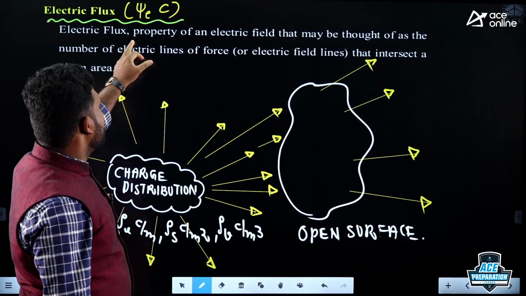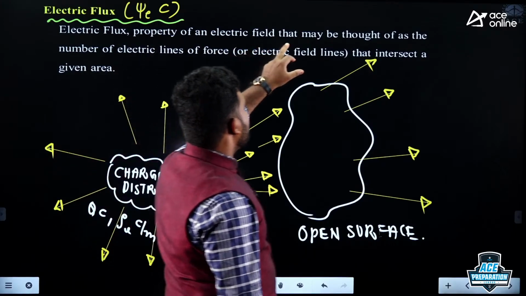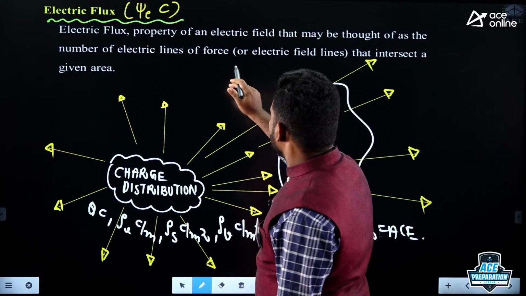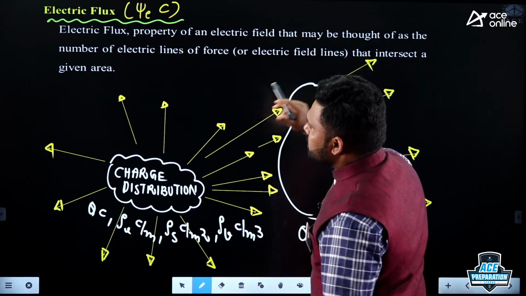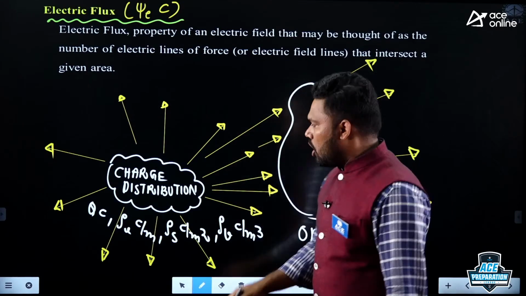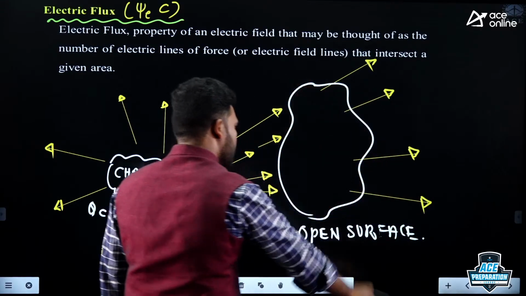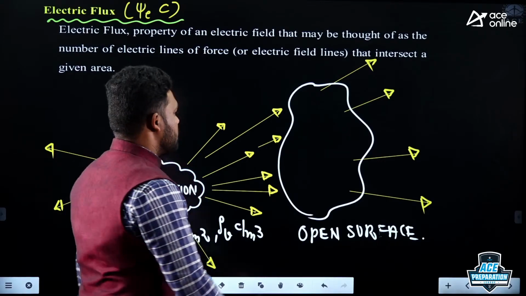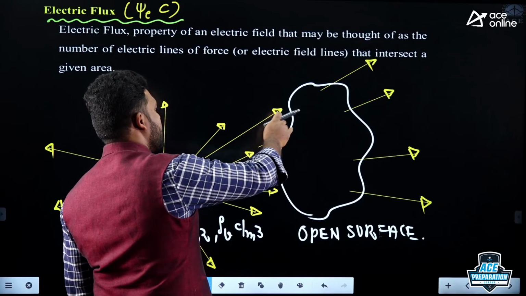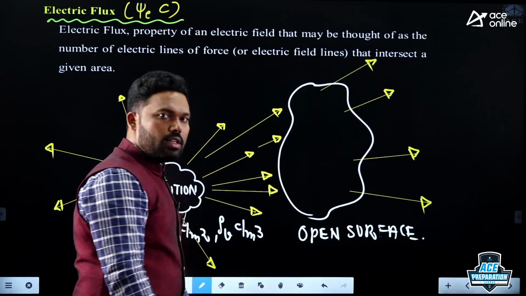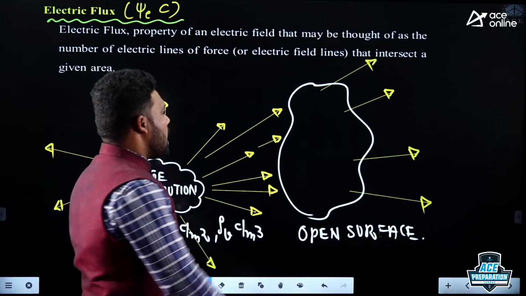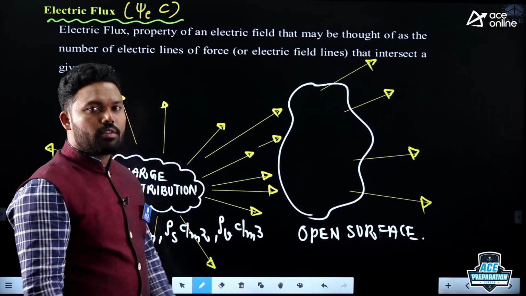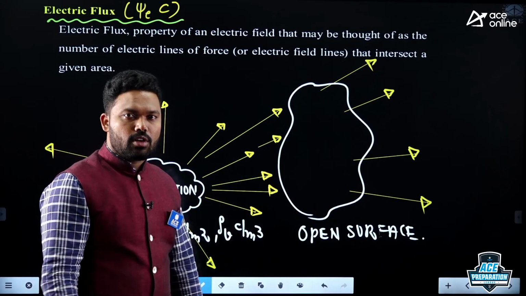Electric flux is a property of an electric field that may be thought of as the number of electric lines of force or electric field lines that intersect a given area. So how many lines are intersecting with this given area is called flux. Or you can also say how many electric field lines are crossing this given surface is called electric flux. Or what is the amount of vector field crossing the given surface? What is the amount of electric field crossing the given surface is called flux.